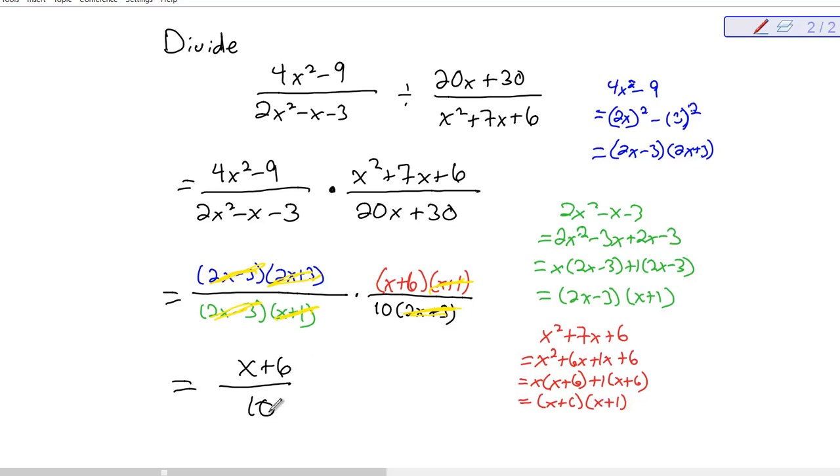Now please do not simplify the 6 and the 10. Because of this plus sign, I cannot simplify those numbers. This has to go as a group. The x plus 6 must go as a single group because it is a single factor. Okay? Try some of these and then let me know if you have questions.